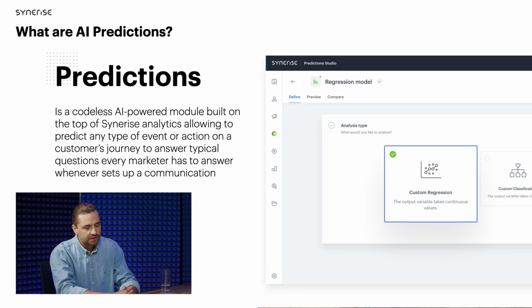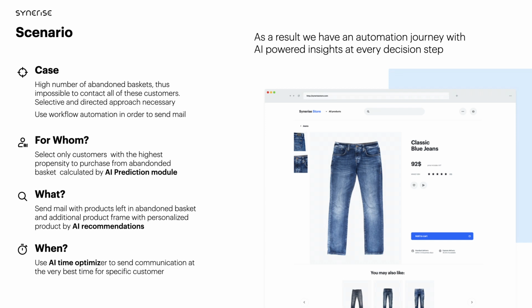And AI prediction is a very fascinating module, the module that gives the answers for every marketer, every salesperson in the business organization. Tell us what kind of module is the AI prediction? Yeah, so actually the AI prediction module is an AI-powered tool that is built on top of the Synerise Analytics, also on top of the Synerise storage, that enables the user to predict almost any kind of action, event, or behavior that can be observed during the customer journey, for instance, in order to answer the questions that almost every single marketer may ask, like for instance, to whom we should address our communication, right?